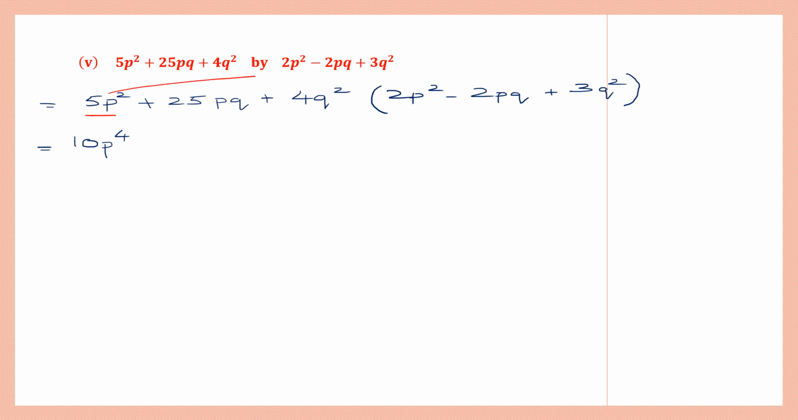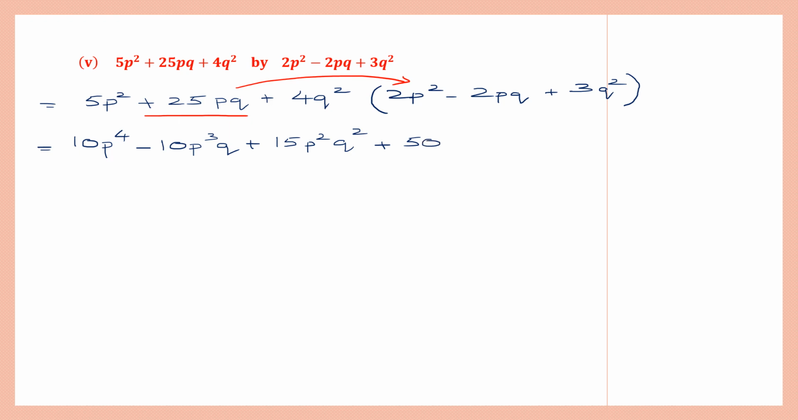Now we are going to multiply this with the second term, that is minus 2p cubed. So the sign is minus, the number 5 2s are 10. P square into p is p to the power of 3, and then we have q. Now multiply with the third term. So the sign is plus. Then we have 5 3s are 15. Then we have p square and q square, which we write as it is, p square q square. So now we're going to multiply plus 25pq into the first term. The sign is plus. The numbers 25 into 2 is 50. Then we have p into p square is p to the power of 3, and we have q.